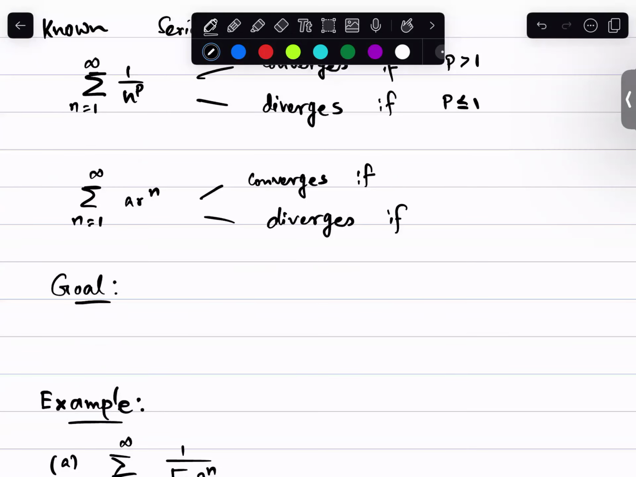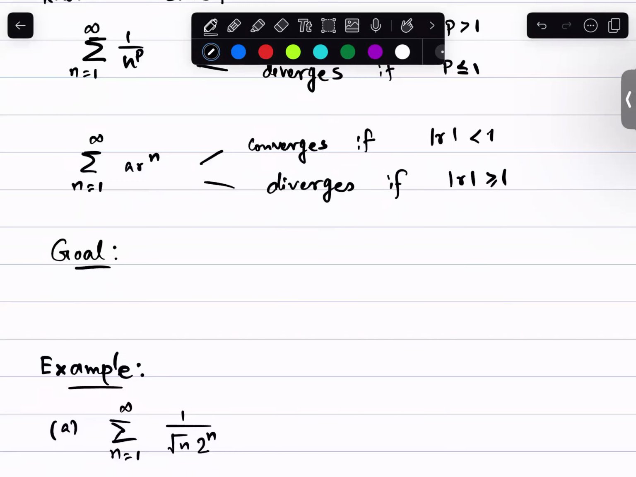And we also know the geometric series, right? Summation a times r to the n, n varies from 1 to infinity. And that series converges if modulus of r is less than 1 and diverges if modulus of r is bigger than or equal to 1. Okay.